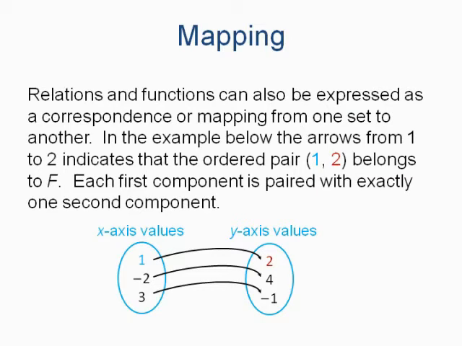Now here's my old first blop and second blop here. Sometimes they'll do what's called mapping to see if things are functions. Now I don't know if that's a blop or not, but that's what I call it. So relations and functions can also be expressed as a correspondence or mapping from one set to another. Did you see how my definition kind of covers all this? In the example below, the arrows from 1 to 2 indicate that the ordered pair 1, 2 belongs to F. So in other words, if I wanted to start writing ordered pairs out of these blocks, we could do it. We could put these ordered pairs right here.